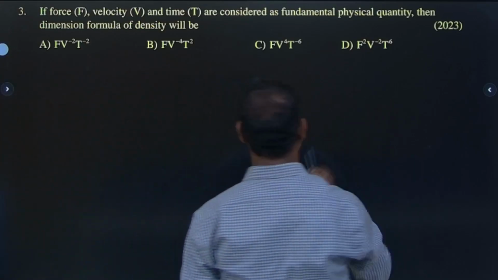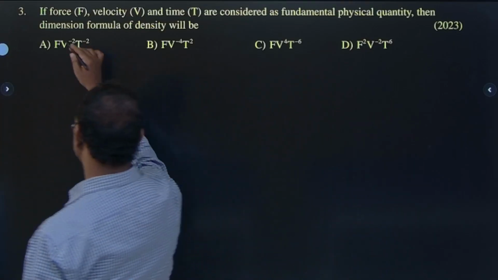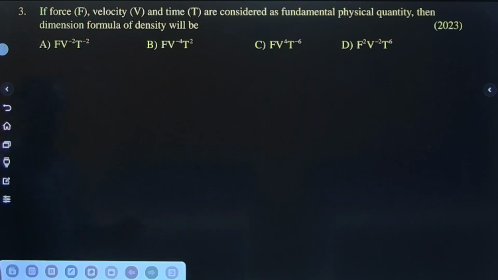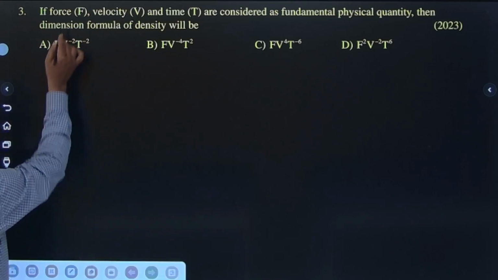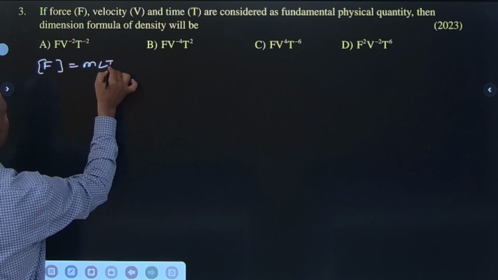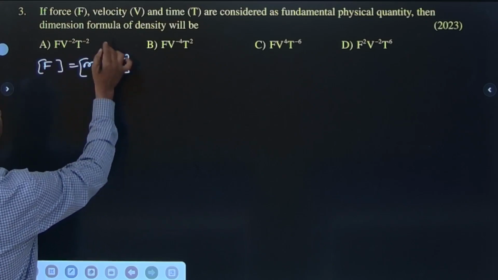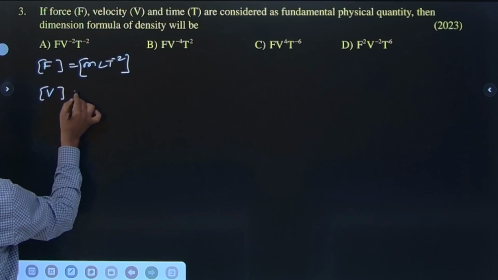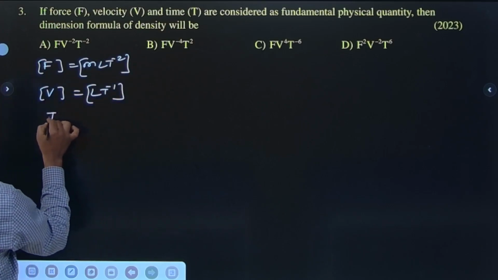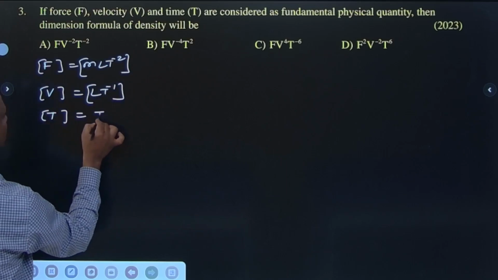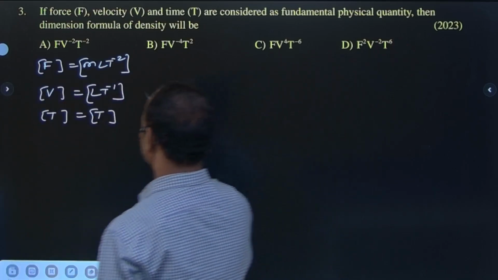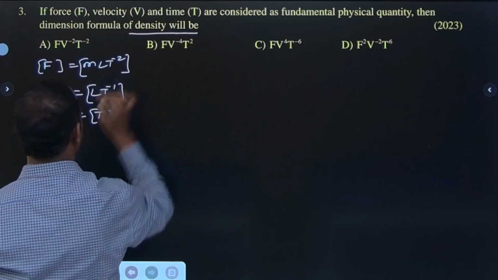The question from 2023 is the same as the dimensional formula, to find the relation between physical quantities. First, write the dimensional formula of force: MLT^-2. Next, velocity: LT^-1. Next, time: T only. Consider these as fundamental physical quantities.